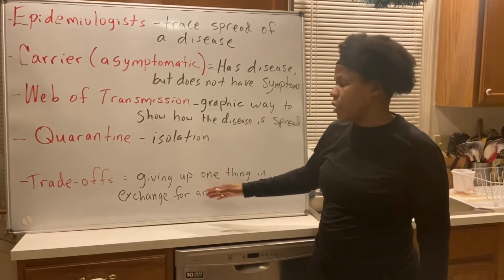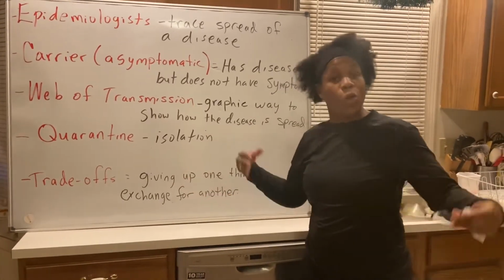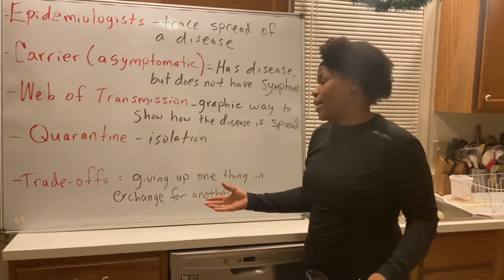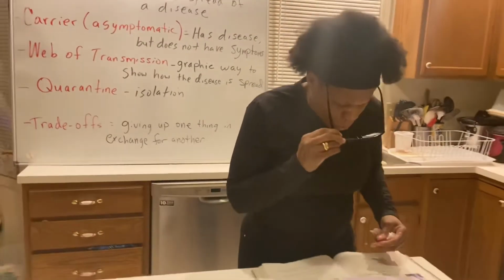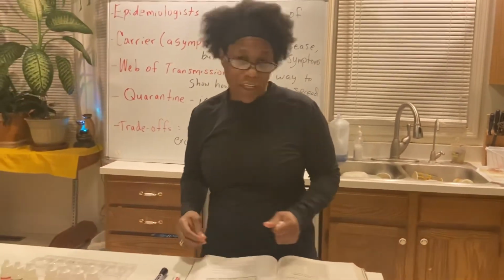So we're exchanging. In this case, we are giving up being able to go outside, being able to go to school, being able to interact with friends and family so that we can stay healthy, right? Okay, good. So with that, we're going to get to our assignment now. And our assignment is called Who Infected Whom?